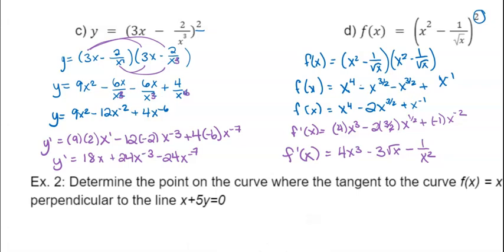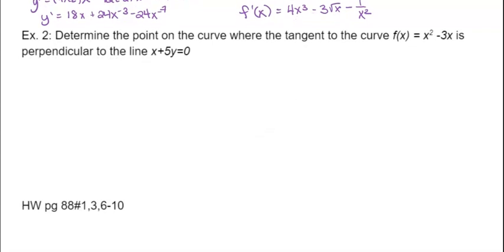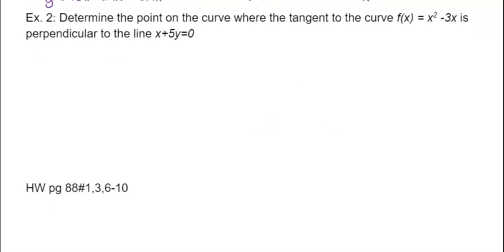Let's try a word problem. So I want to determine the point on the curve where the tangent to the curve is this function. And I want it to be perpendicular to that line. So I've got a bunch of things that I need to do first. So the first thing I'm going to do is take the derivative of the function, and I need this to find the slope of that tangent. So first up, I'm going to take the derivative here. I'm going to end up with 2x minus 3.